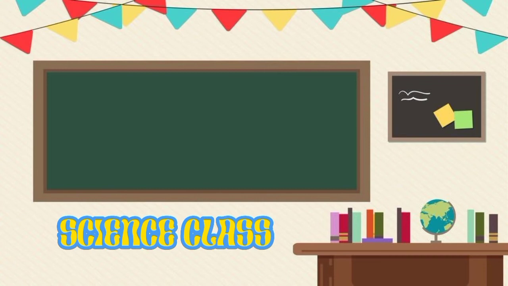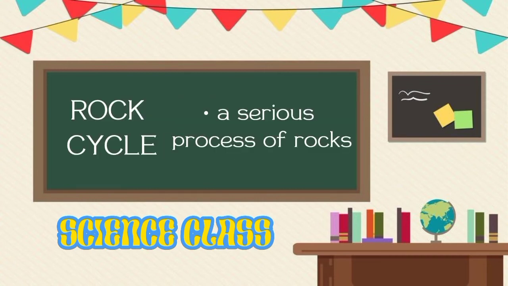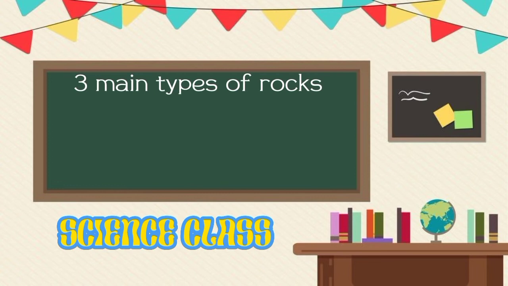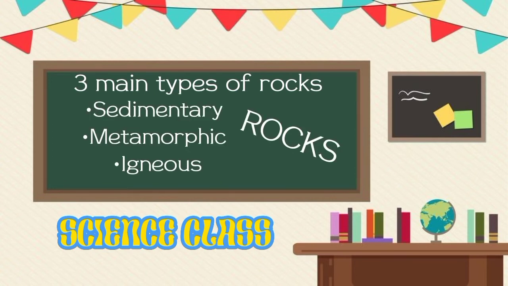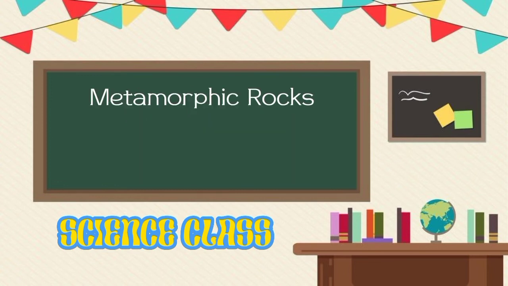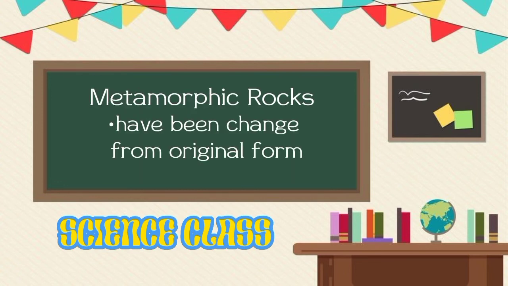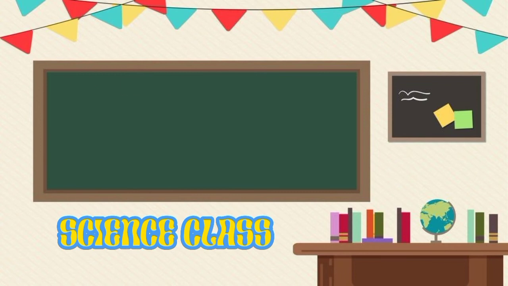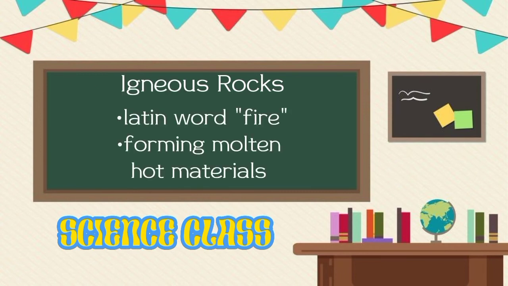And now I will explain the rock cycle. The rock cycle is a series of processes that create and transform the types of rocks in Earth's crust. There are three main types of rocks: sedimentary rocks, metamorphic rocks, and igneous rocks. Sedimentary rocks are formed from pieces of other existing rock or organic material. Metamorphic rocks are rocks that have been changed from their original form by immense heat or pressure. Igneous rocks, from the Latin word for fire, are formed when molten hot materials cool and solidify.